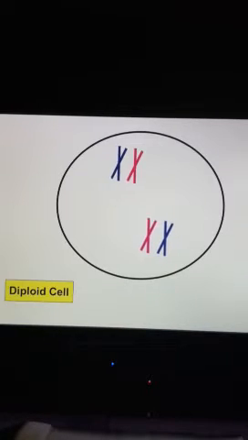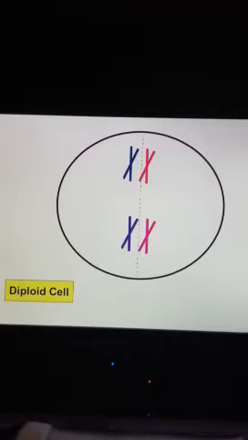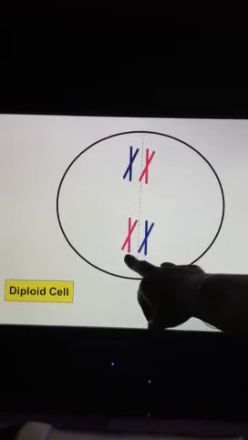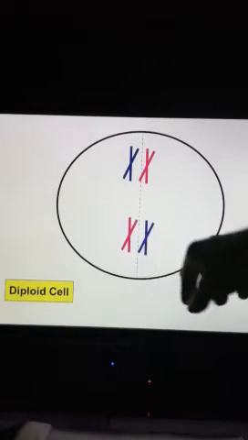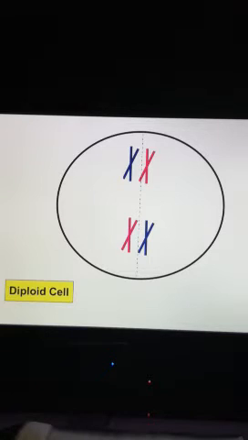So the pairs, or the tetrads, move to the middle of the cell. Now, how they end up here is random. For example, that little dotted line represents the middle of the cell. Now, you'll notice that this one at the bottom, I have the maternal chromosome from the mom on this side, and the one from the dad on this side. But it very, very, very easily could have been reversed. I could have had the dad on the left and the mom on the right.